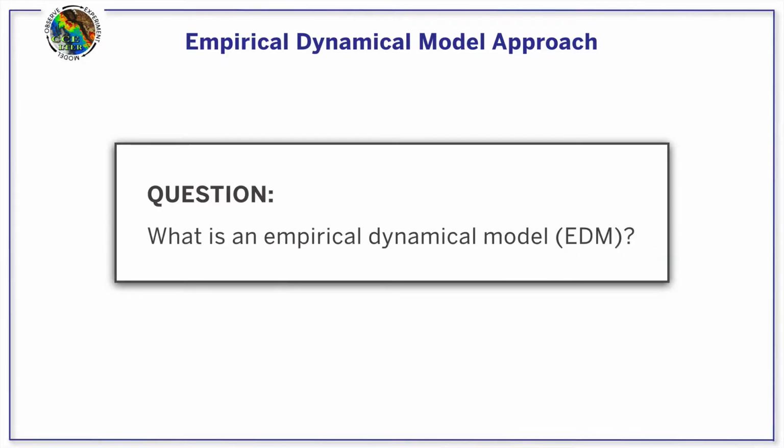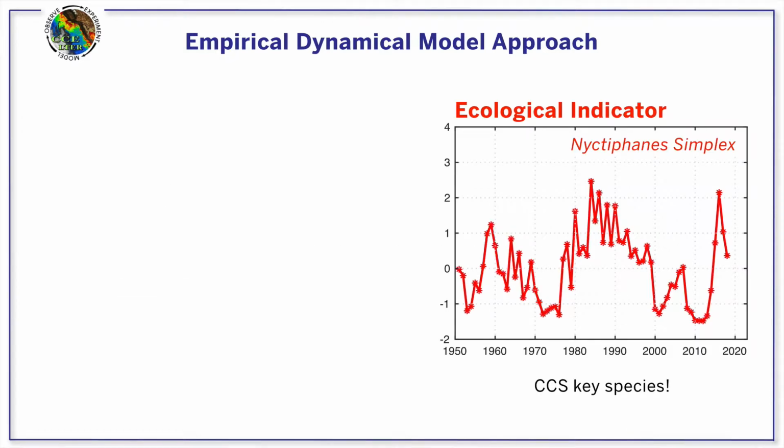The first question that I'd like to address is, what is an empirical dynamical model, or EDM? Let's assume for a second that you had a favorite ecological indicator that you want to predict or forecast. In this case, we're picking the Nyctiphanes Simplex, which is a key species in the California current.